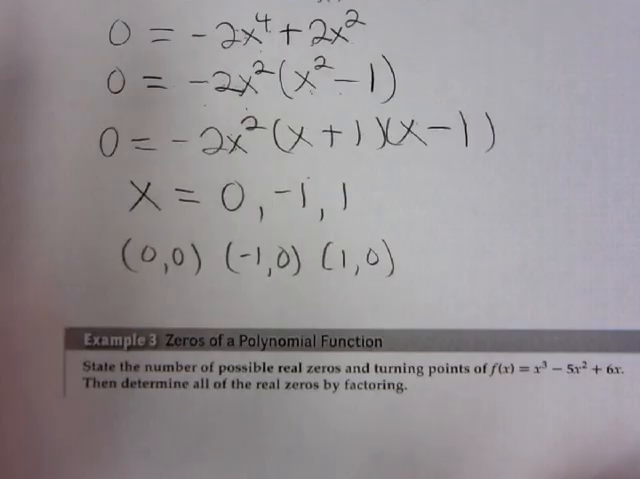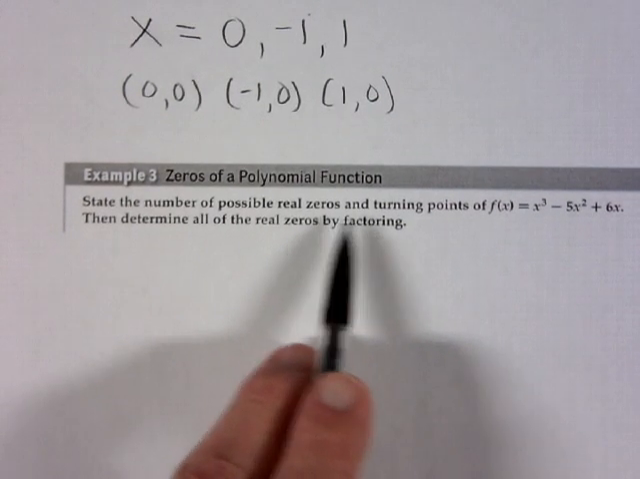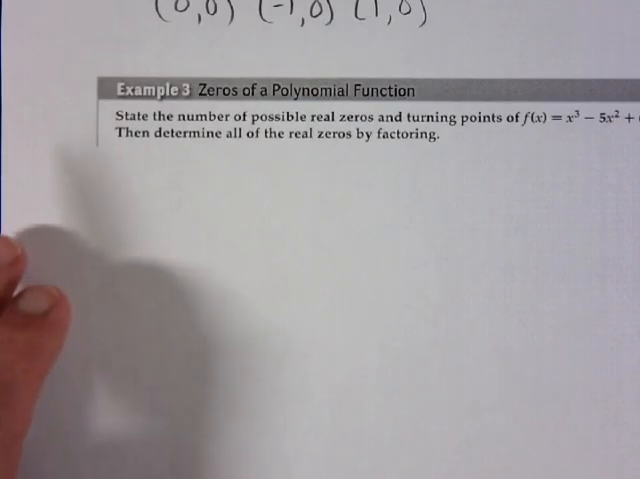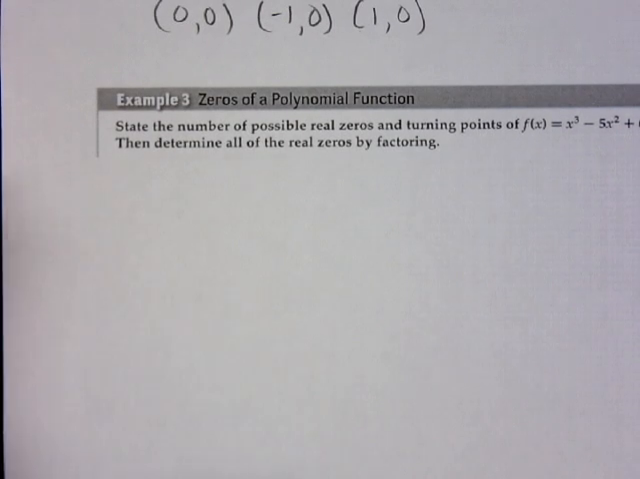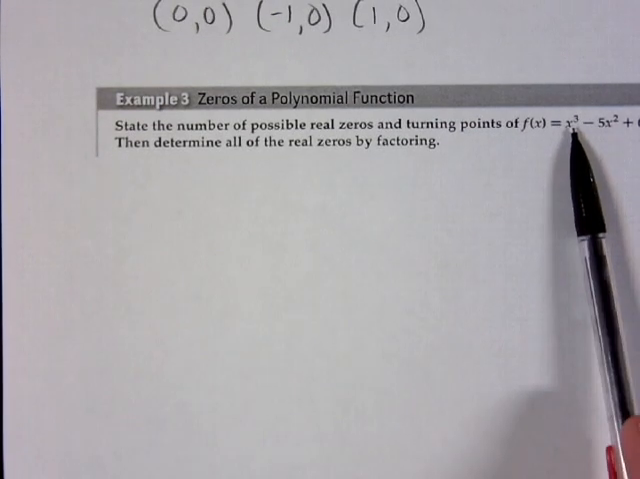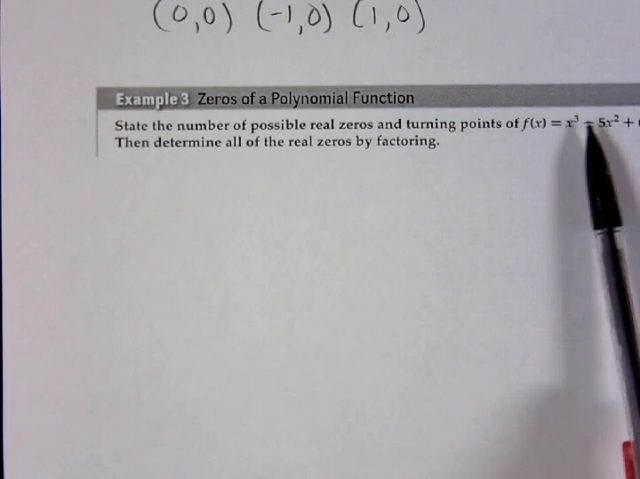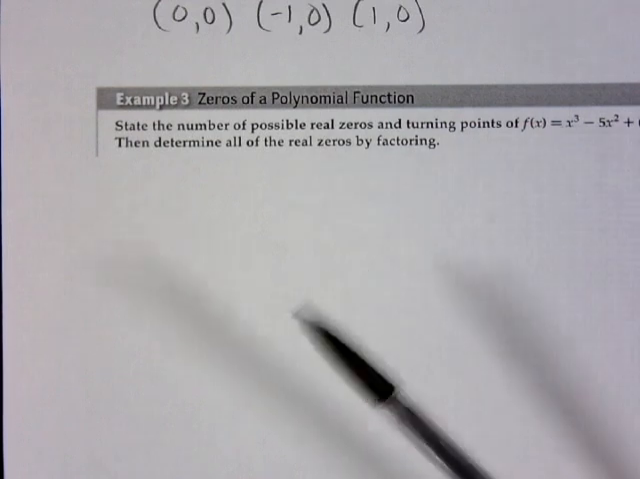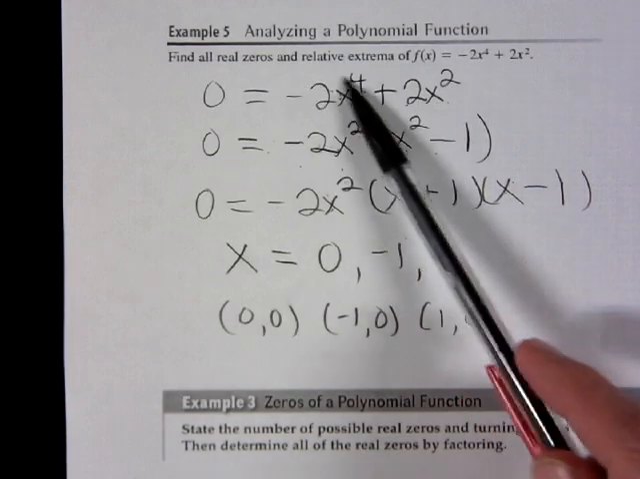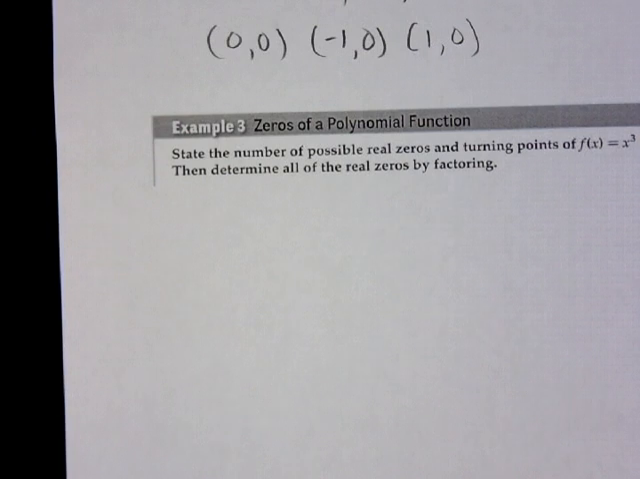Last one. Okay, so state the number of possible real zeros and turning points of this. All right, then determine all the real zeros by factoring. Okay, so again, as far as possibilities, we want to look at the power, right? So if we wanted to state the number of possible, well, it can have 3 possible zeros and 3 possible turning points, right? So turning points is the easy language of saying relative extrema, right? So that's 2 different ways of asking the same thing, all right?